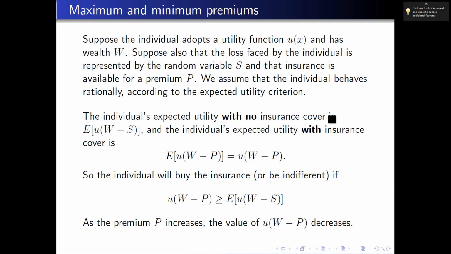First, consider things from the point of view of an individual exposed to a possible loss and seeking insurance cover against that loss. Suppose the individual adopts the utility function U(x) and has wealth W. Then we have also a couple of assumptions, and there are two expected utilities, with no coverage and with coverage. With no coverage, this is the left hand side, and with coverage is the right hand side.